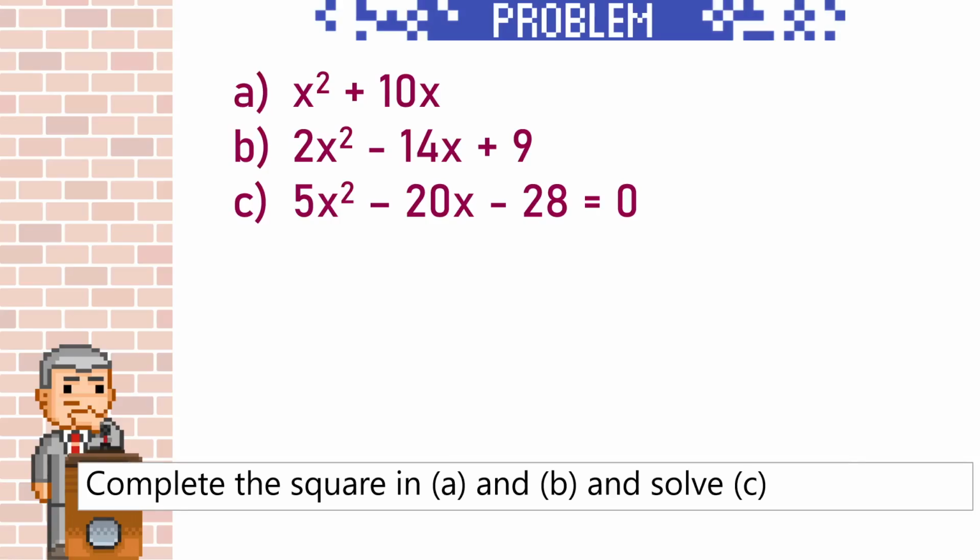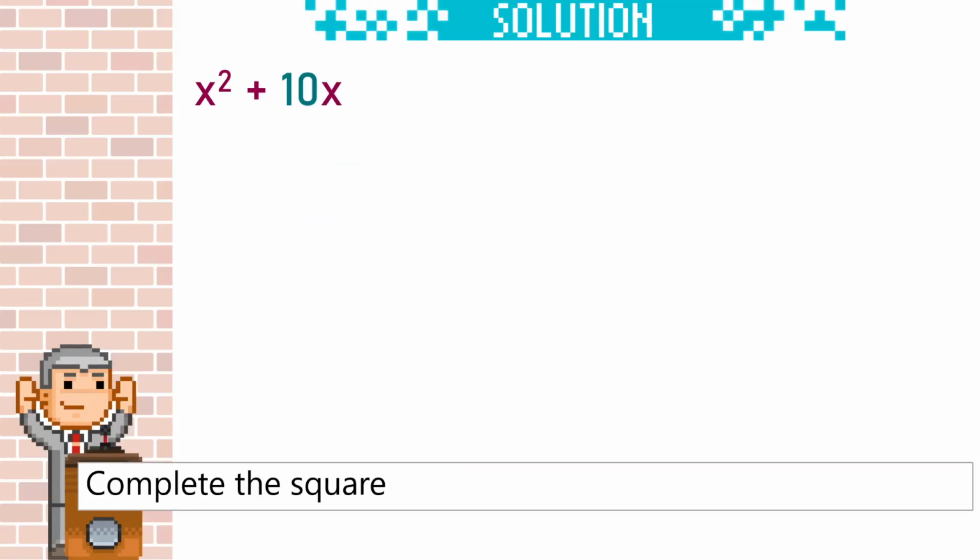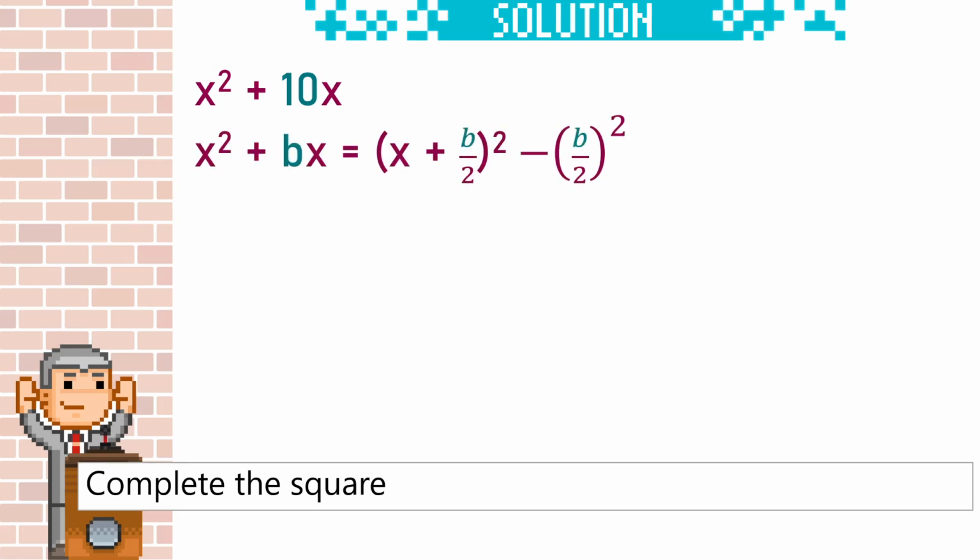Let's go through these questions. We start by focusing on the coefficient of the b. We'll be adding half of it inside the bracket with the x and subtracting the square of half of it. So all we need to do is substitute the b into this formula.